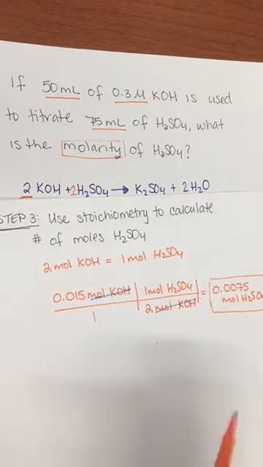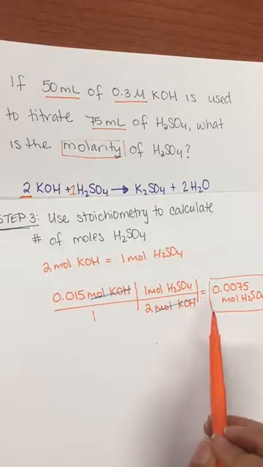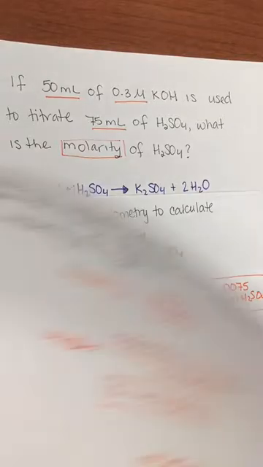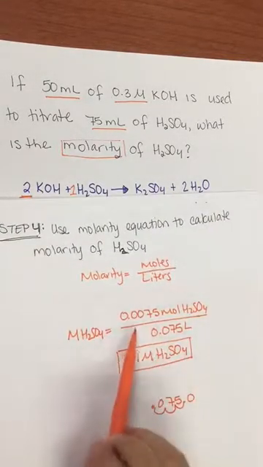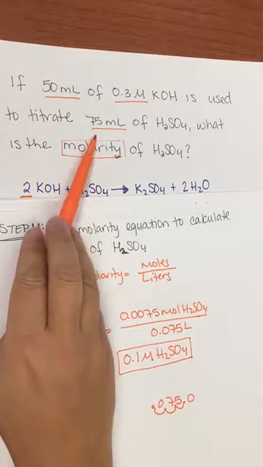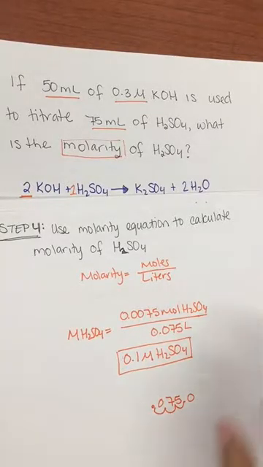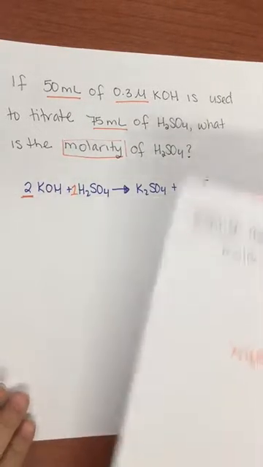Using the molar ratio, I took the number of moles KOH in order to use stoichiometry to find the number of moles H2SO4, and then finally took the number of moles H2SO4 divided by the given volume in the problem to calculate my final molarity of H2SO4. So that's one type of problem you will see on the test.